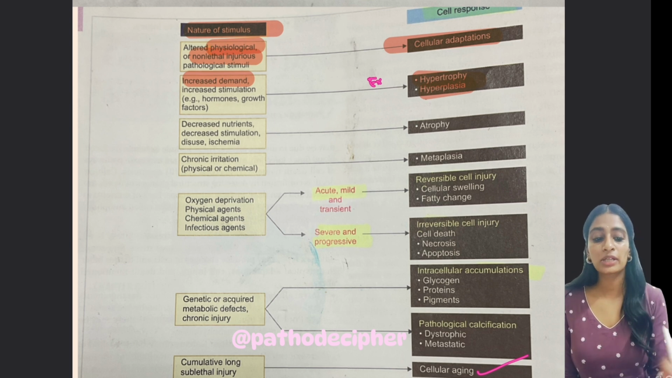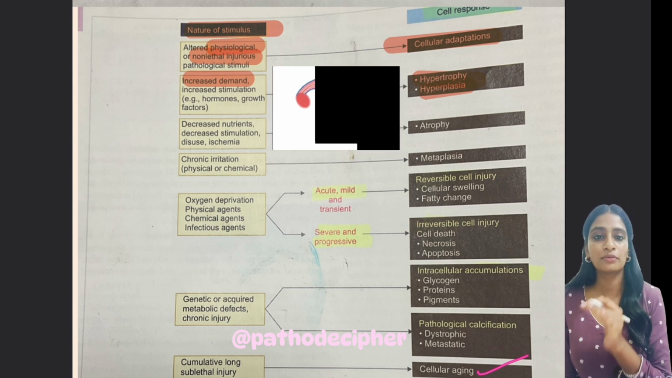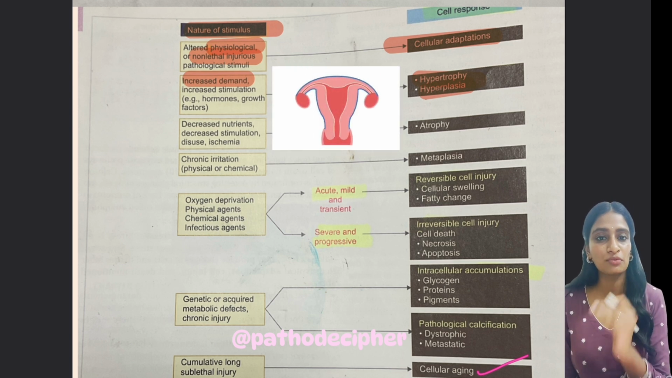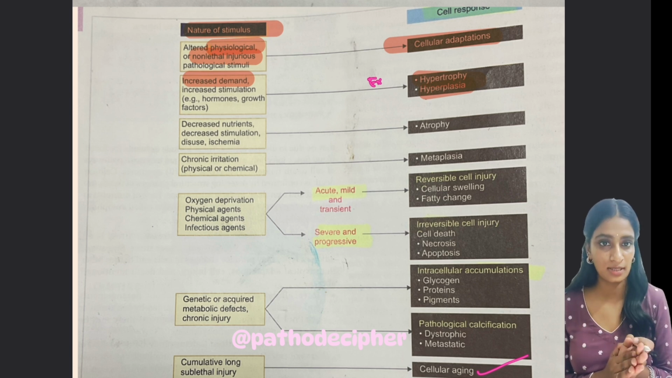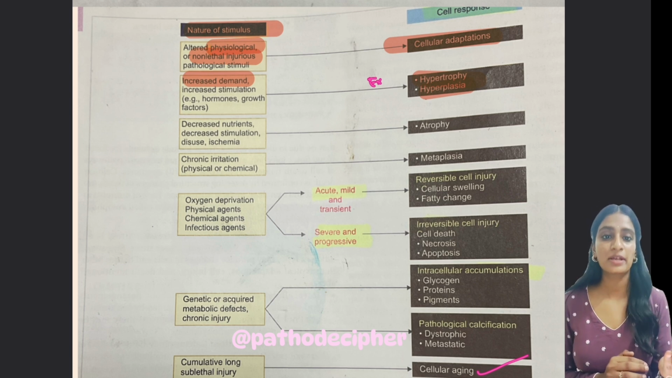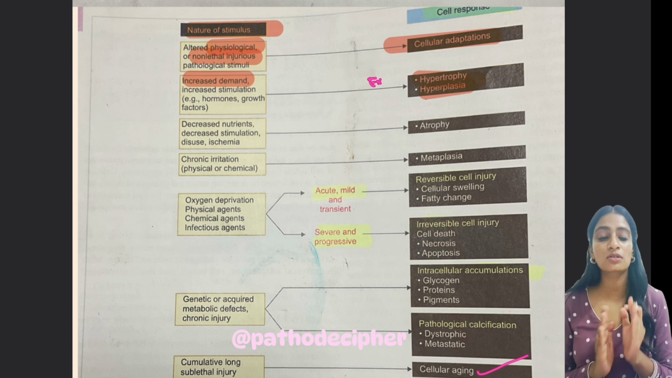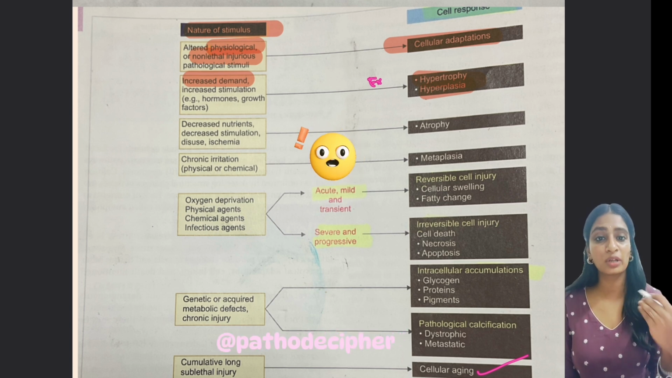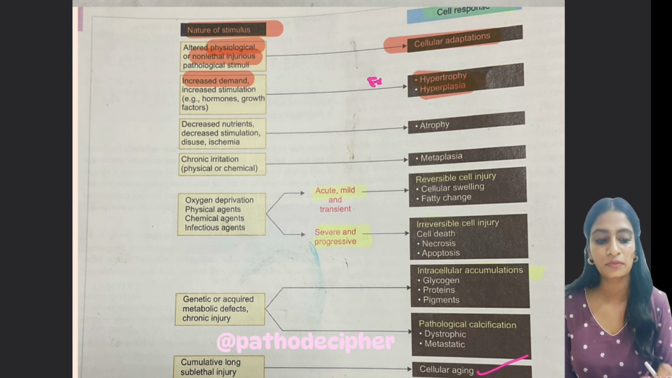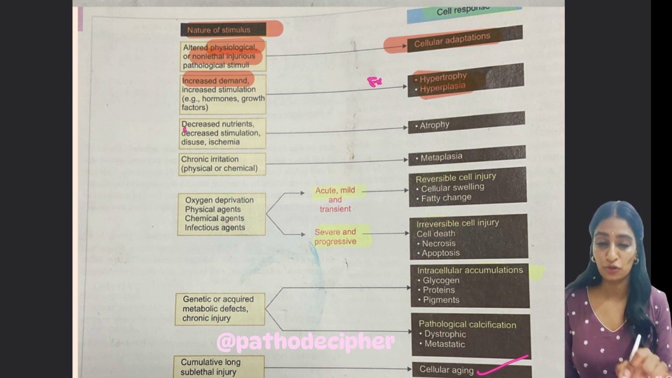Okay, if you take hyperplasia, the best example is a gravid uterus. If the female is undergoing pregnancy, the uterus will increase in size, but it will also increase in number of cells. Understood? And also in the breast there will be certain changes. So this is called hyperplasia. Keep one example for each, so that it will be very easy for you to understand the concept. Okay, so the next one is atrophy.